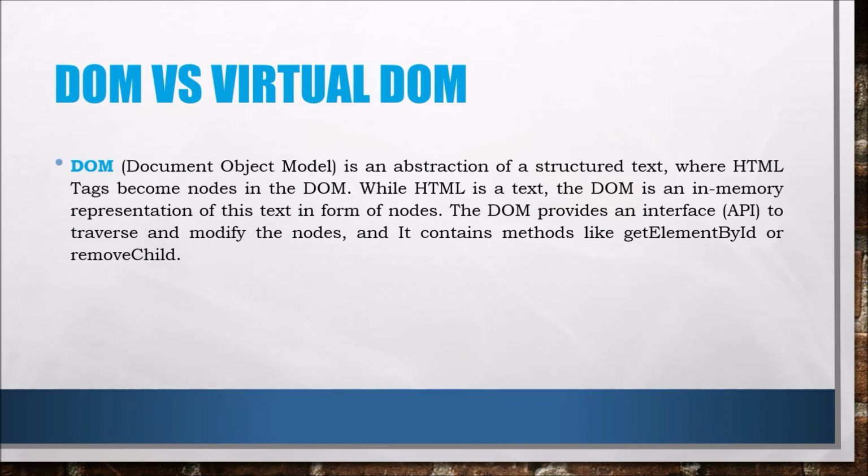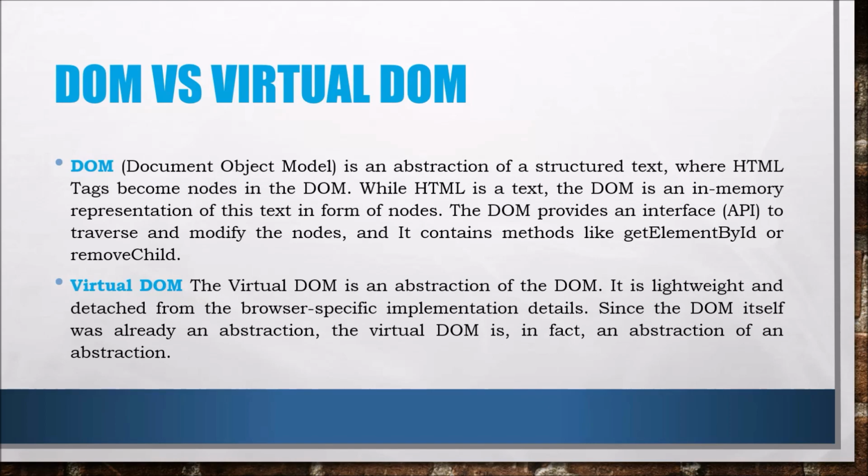DOM, Document Object Model, is an abstraction of a structured text, where HTML tags become nodes in the DOM. While HTML is a text, the DOM is an in-memory representation of this text in the form of nodes. The DOM provides an interface, API, to traverse and modify the nodes, and it contains methods like getElementById or removeChild. Virtual DOM: the virtual DOM is an abstraction of the DOM. It is lightweight and detached from the browser-specific implementation details. Since the DOM itself was already an abstraction, the virtual DOM is, in fact, an abstraction of an abstraction.